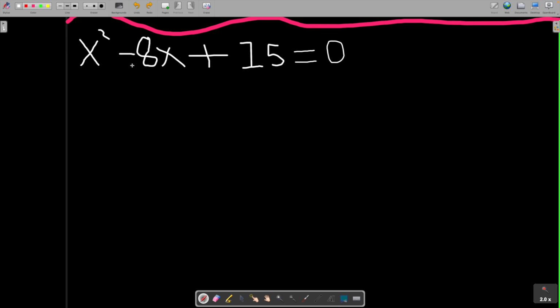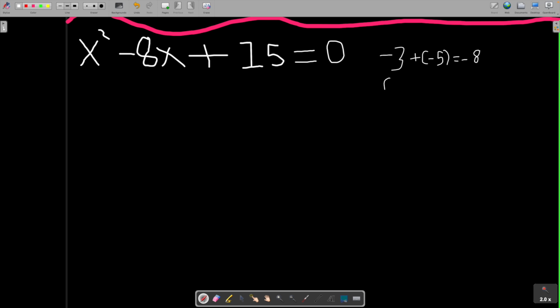You have to find two numbers that multiply to this number, c, which is positive 15, and that add up to negative 8. So what are two numbers that add up to negative 8 and multiply to positive 15? If you keep guessing and searching, you'll find that negative 3 plus negative 5 is equal to negative 8, because plus negative 5 is basically just minus 5. Negative 3 minus 5 is equal to negative 8.